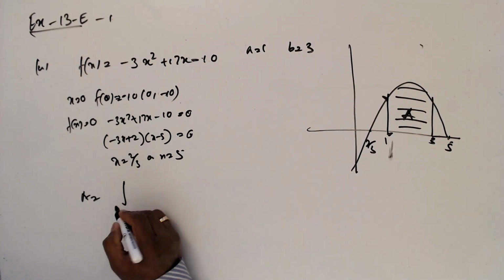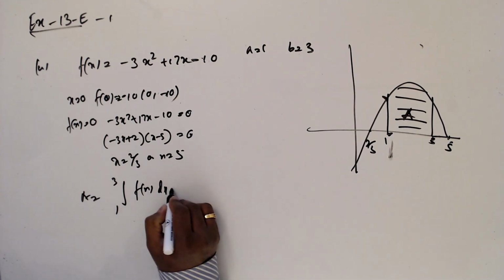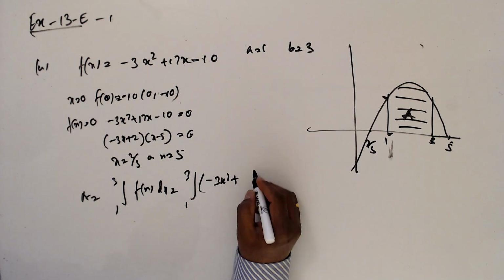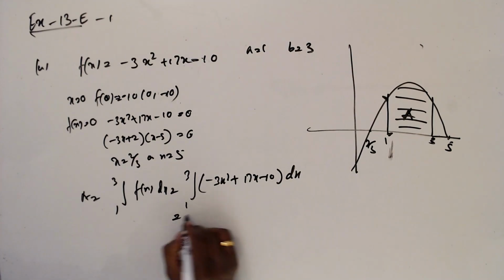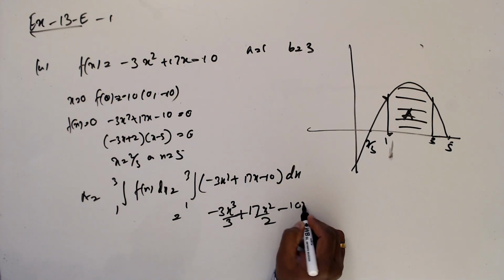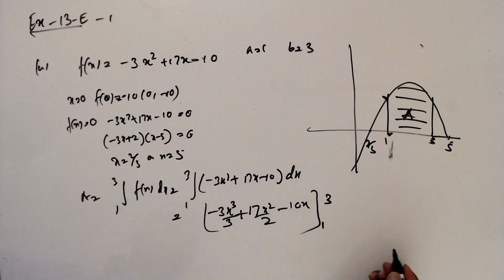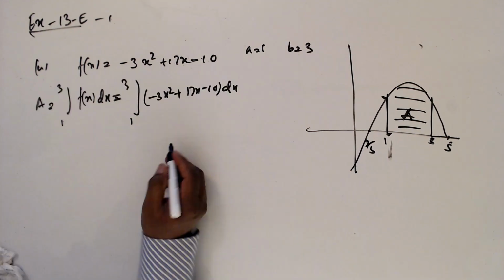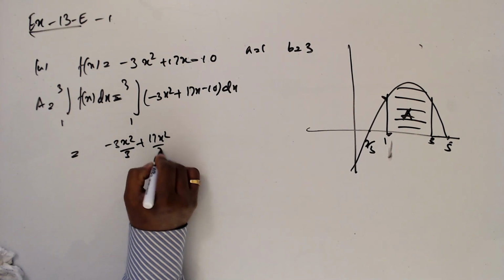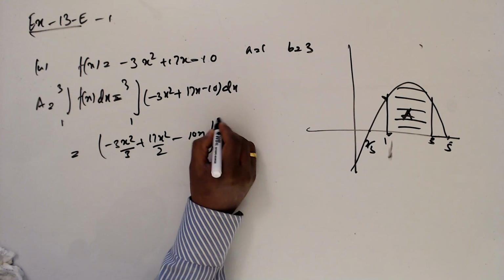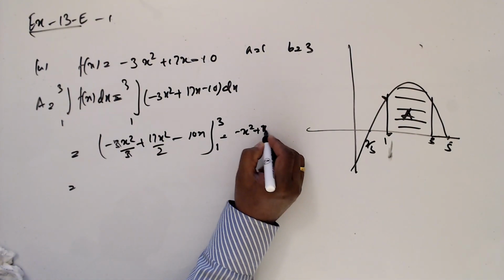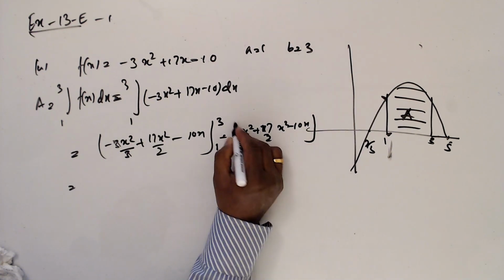We can find the integral from 1 to 3 of f(x) dx. What is this one? The integral from 1 to 3 of minus 3x squared plus 17x minus 10 dx. When I integrate, minus 3x cubed over 3 plus 17x squared over 2 minus 10x, from 1 to 3. The 3 and 3 cancel out. This is going to be minus x cubed plus 17 over 2 x squared minus 10x, from 1 to 3.